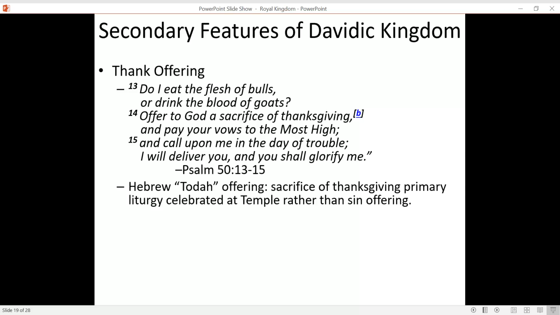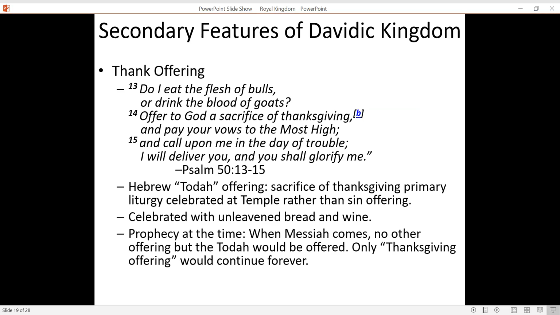So in Hebrew, it's called Todah. Okay, it's more important, celebrated rather than a sin offering, which was a bloody sacrifice, and was celebrated with unleavened bread and wine. Again, you can see where this is going. This is an image of the Eucharist. And there is this prophecy that when the Messiah comes, no other offering but the Todah would be offered, that only the Thanksgiving offering would go on forever.